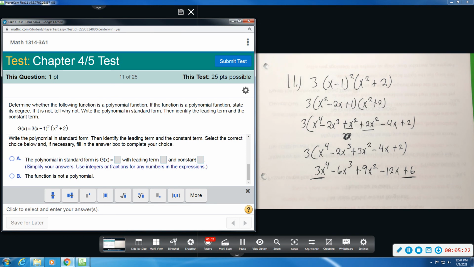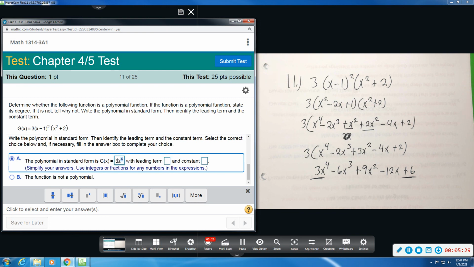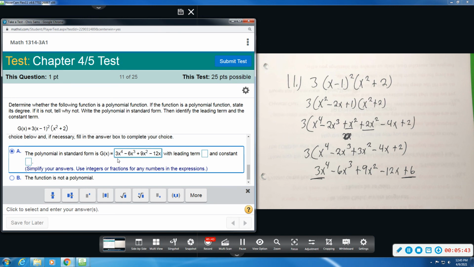So we have in standard form 3x to the 4th minus 6x to the 3rd plus 9x squared minus 12x plus 6. The leading term, 3x to the 4th, and then the constant term is 6.